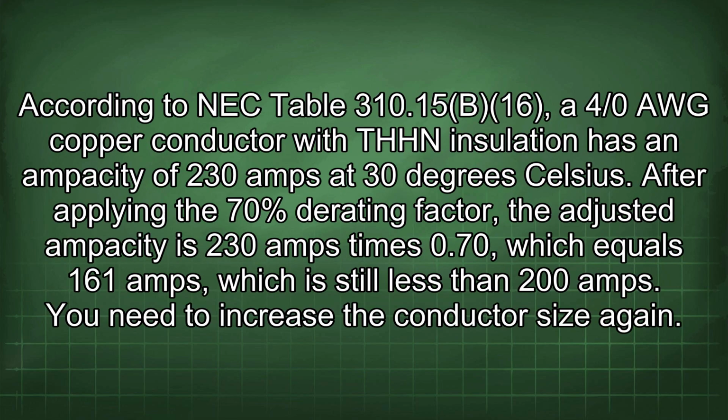According to NEC Table 310.15(B)(16), a 4/0 AWG copper conductor with THHN insulation has an ampacity of 230 amps at 30 degrees Celsius. After applying the 70% derating factor, the adjusted ampacity is 230 amps times 0.70, which equals 161 amps, which is still less than 200 amps. You need to increase the conductor size again.